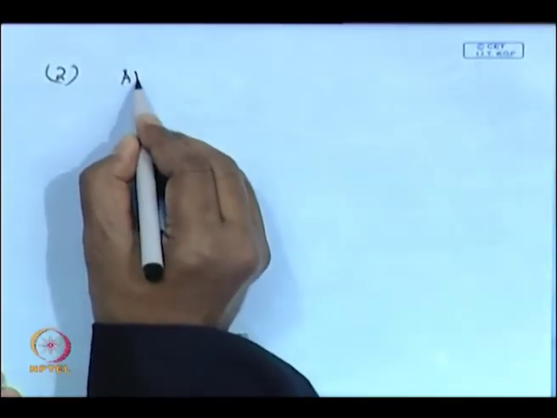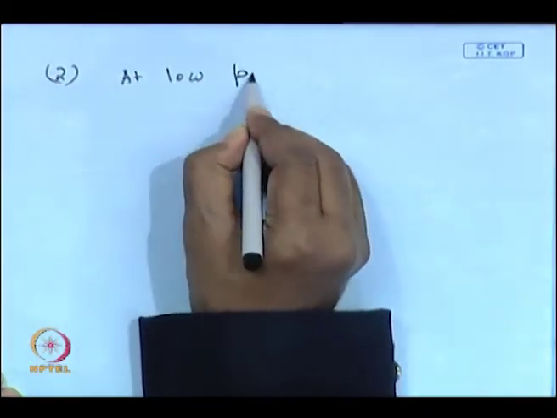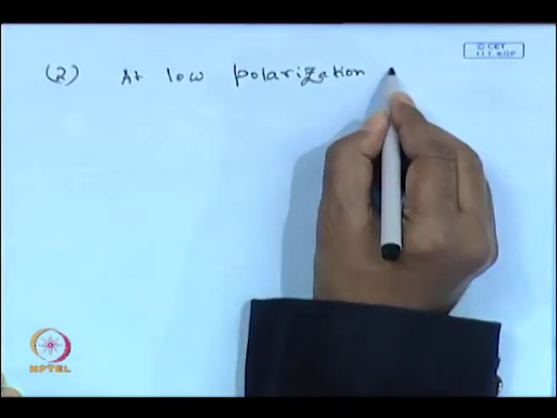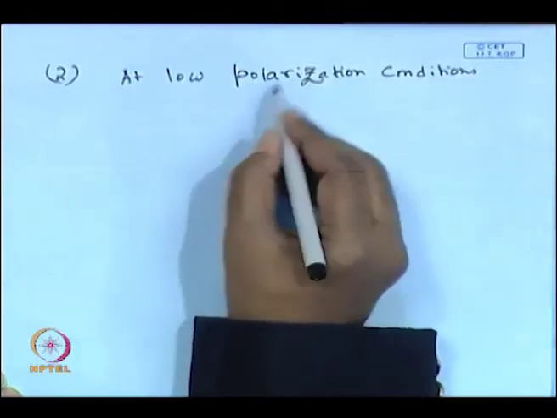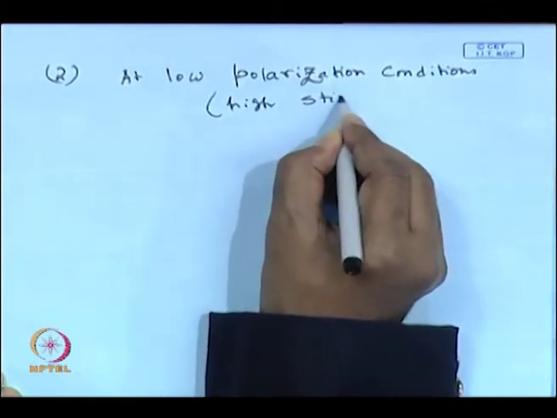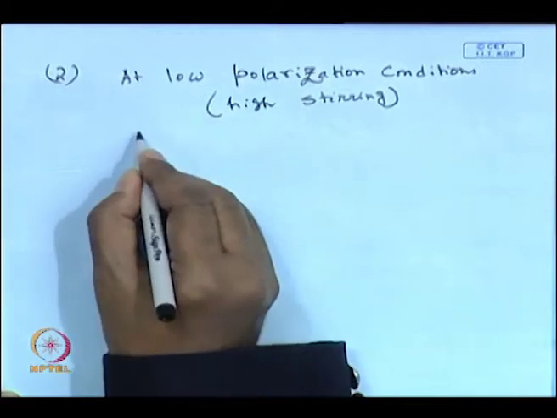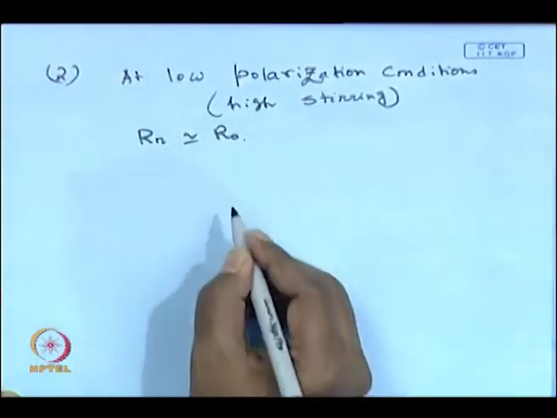Now, the second information that we will be getting from the data given is at low polarization conditions. Low polarization condition means you are going to have very high stirring in the system or very high turbulence.